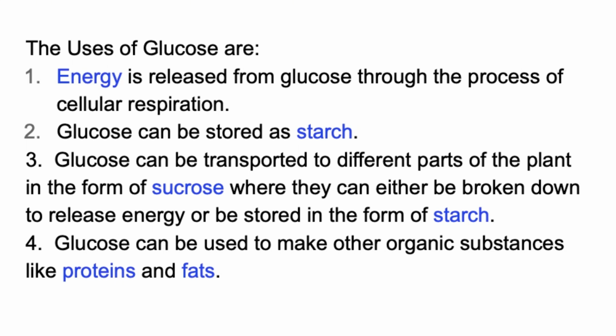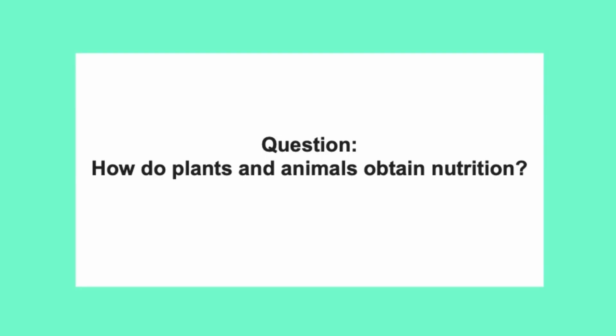Now let's go back to the question I asked at the beginning of the video. How do plants and animals obtain nutrition? Today, you can answer half of the question. Plants obtain nutrition by adapting to their surroundings through their leaf structure, so they can get the most sunlight, water, and carbon dioxide to produce glucose as their food and nutrition.